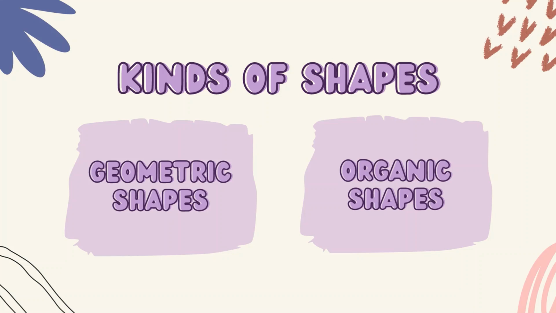So, children, always remember that there are two kinds of shapes. Namely, geometric shapes and organic shapes.